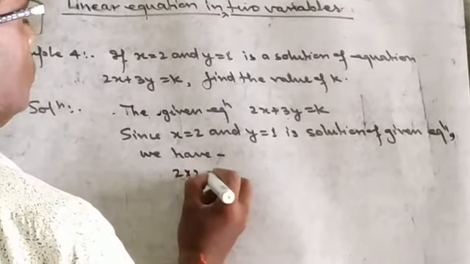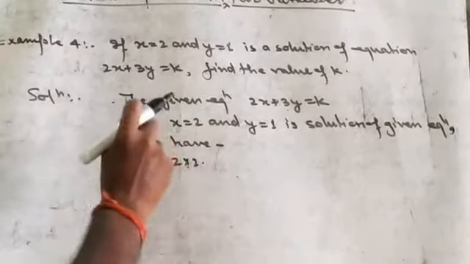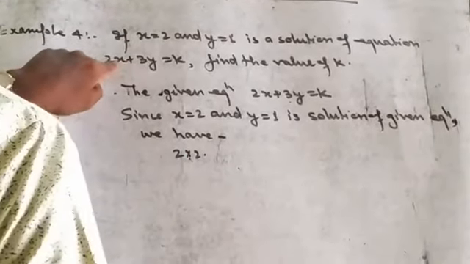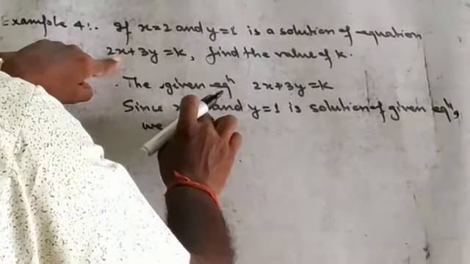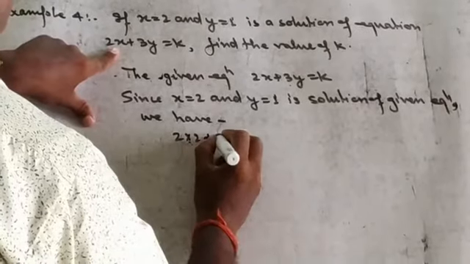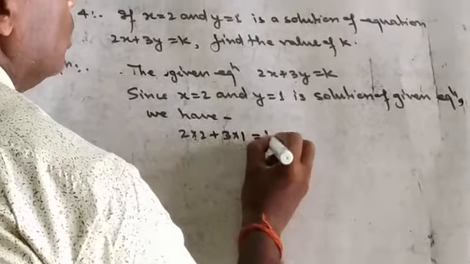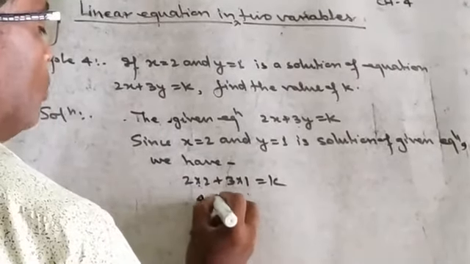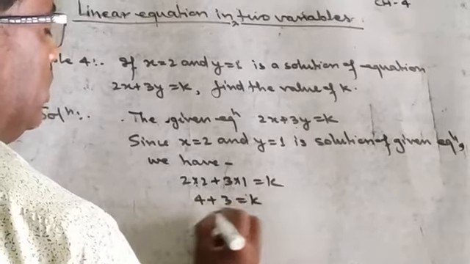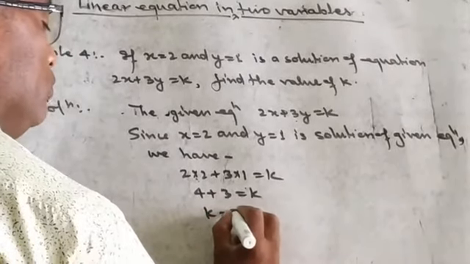2 into 2 plus, in place of x, what is written there? In place of x, 2, because x is equal to 2 is given, plus 3 into y, in place of y, the given solution is 1, is equal to k. 2 into 2 is 4, plus 3 is equal to k. K is equal to 7.